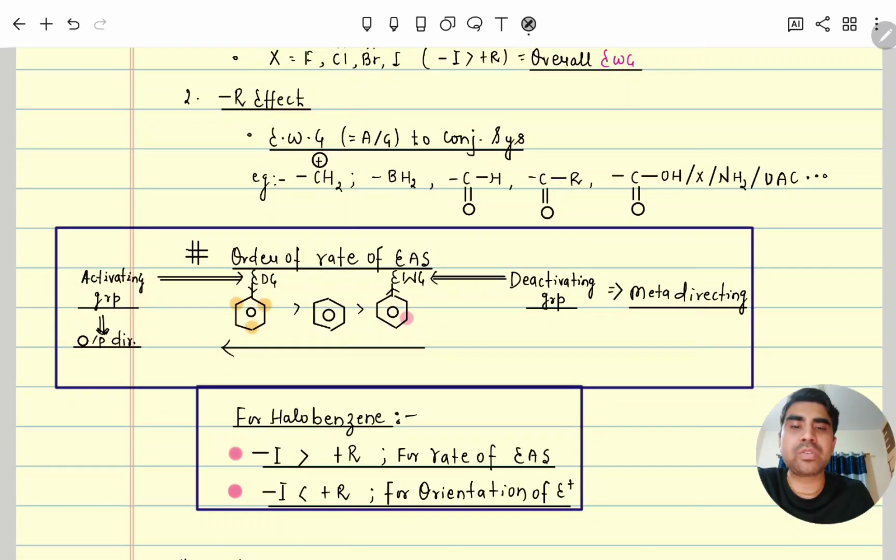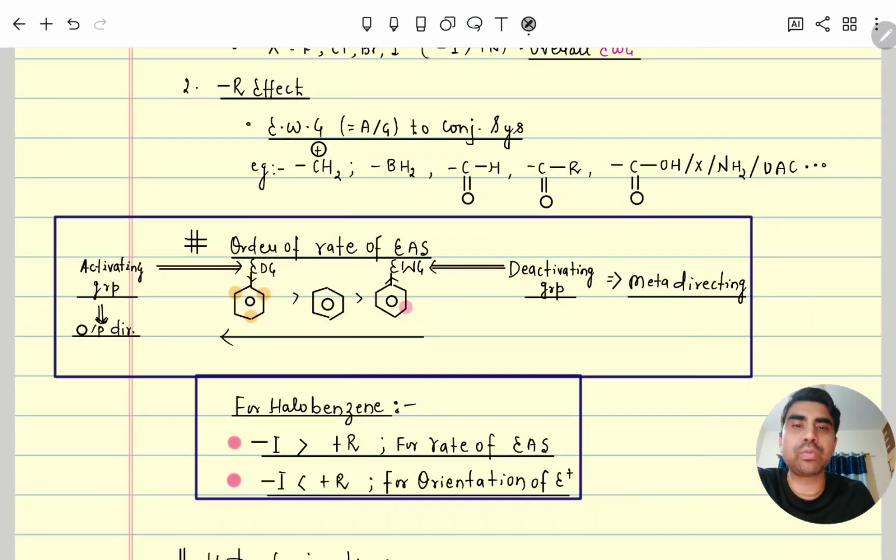Minus R means those attached atoms or groups which are pulling electrons, taking electrons away from the conjugated system. Such types of attached atoms or groups are minus R effect. Like here you can see plus charge, so it will withdraw the electron from the conjugated system. Here BH2, so BH2 has a vacant p orbital, so it will also withdraw the electron from the conjugated system to make its octet complete.